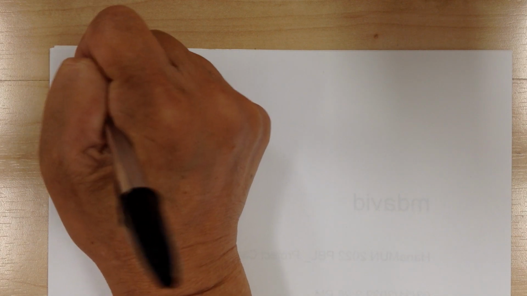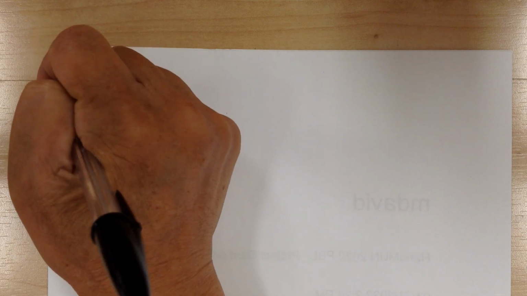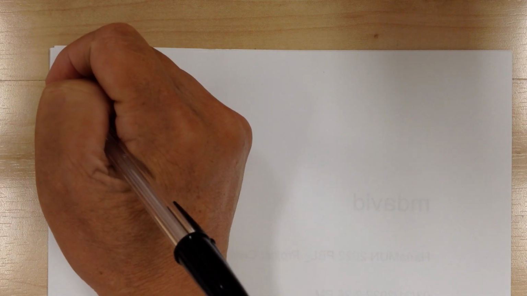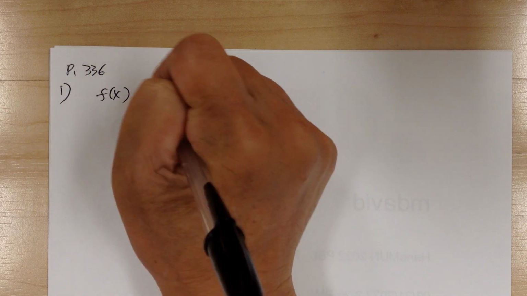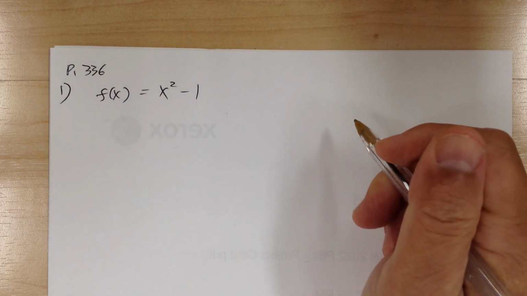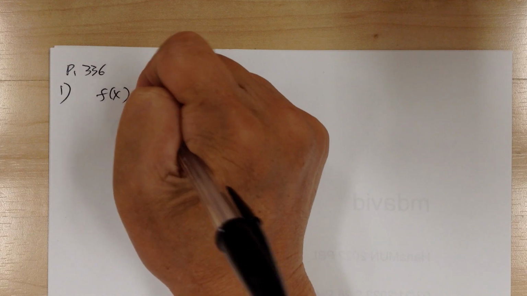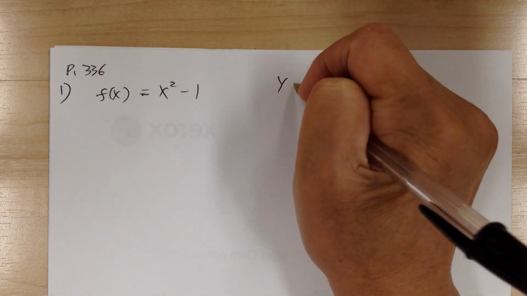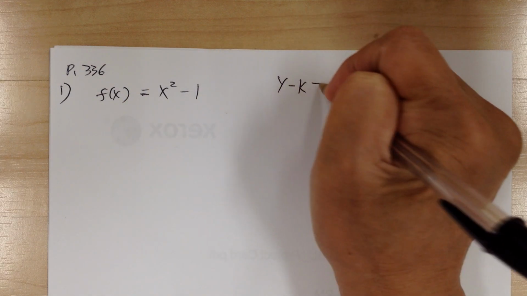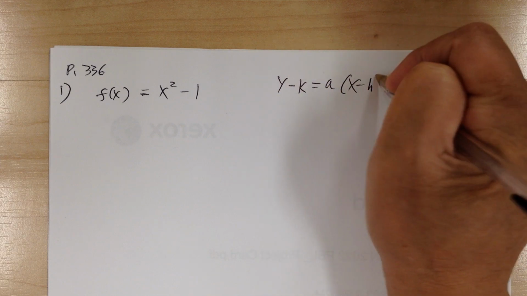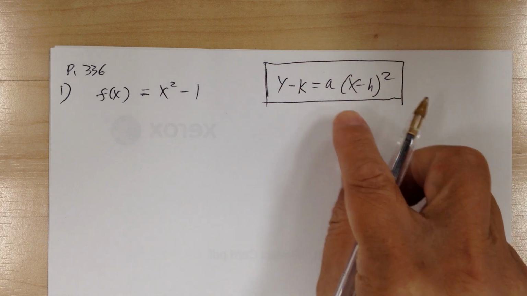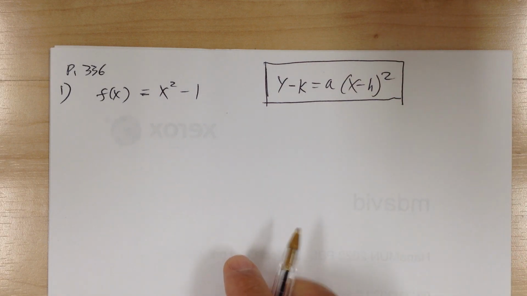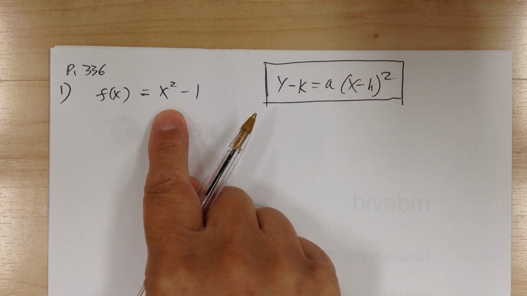Let's go to page 336 and start with number 1. You have f of x equal to x squared minus 1. What you need to do is put this in the standard form: y minus k equal to a times (x minus h) squared. That is your standard form, the template you need to get to. So that means you need to complete the square on this side.